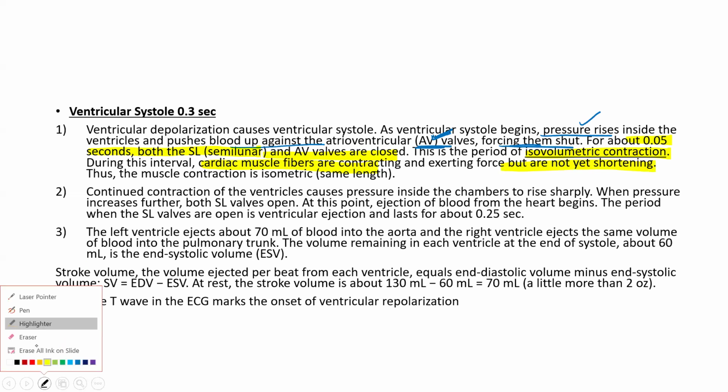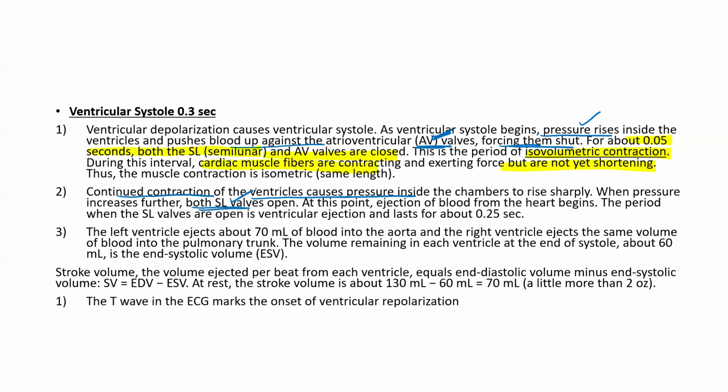Now, after this, what will happen? The pressure will increase more, because continued contraction is going on. Volume is decreasing, so the pressure is increasing. It will make the semilunar valves open, and the blood is ejected out from the ventricle into the respective arteries. Each ventricle will eject nearly 70 ml of blood. 70 ml of blood will be ejected out.